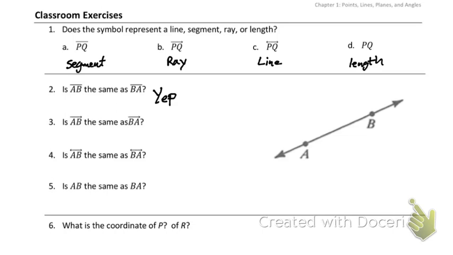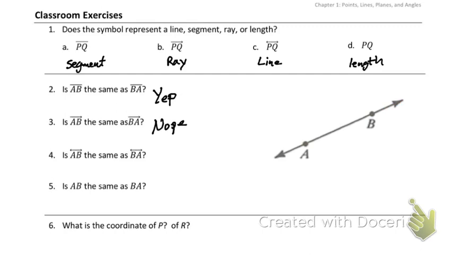Is ray AB the same as ray BA? Let's highlight ray AB real quick. AB is that ray. Note that BA is going to be the one that goes in this direction. Those are not the same ray. They're going in different directions. So that's going to be a big old nope.